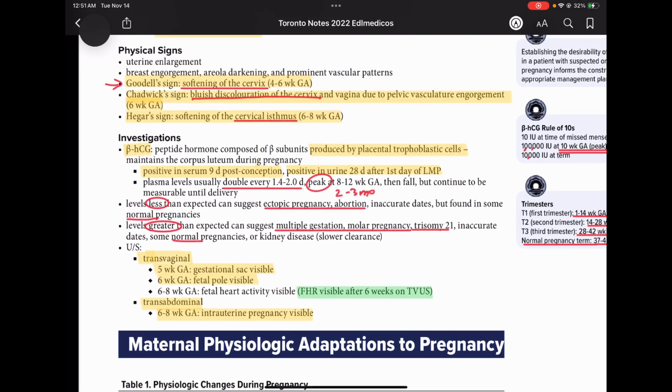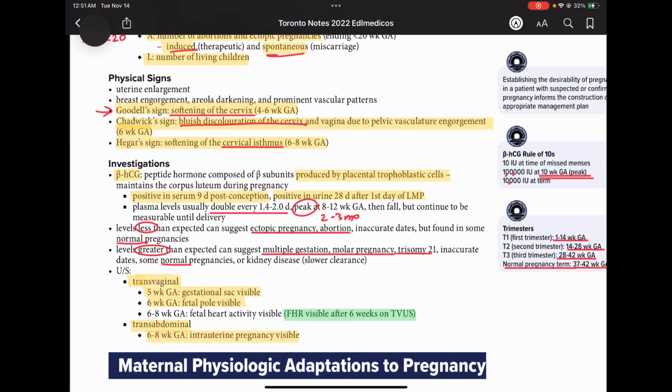And how will we investigate pregnancy? Beta HCG is the go-to test. We're just gonna measure beta HCG. It is produced by placental trophoblastic cells. Positive in serum 9 days post-conception, positive in urine 28 days after the first day of the last menstrual period. So in serum we can detect it earlier, 9 days post-conception, but in urine it is 28 days after the first day of the last menstrual period.